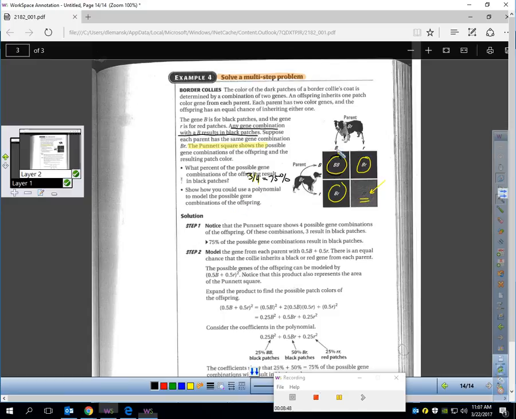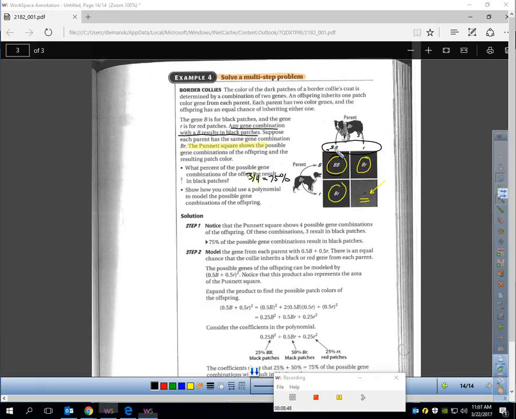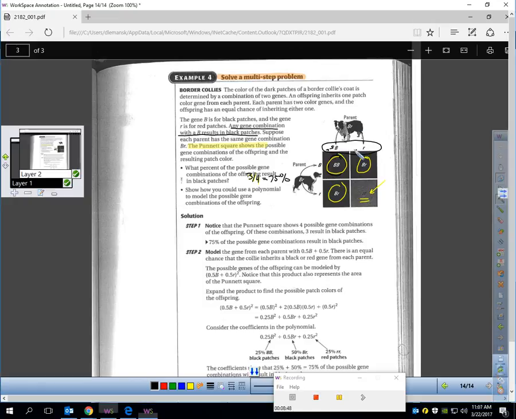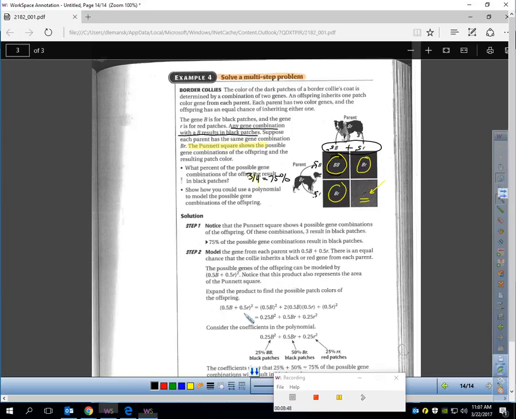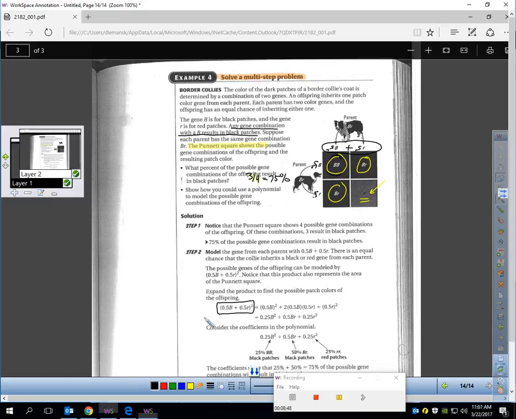Well, take a look. Here, you can see we have one half of the parent's offspring is black, or one half gene black, one half gene red, and it's the same here. So look at what they're doing. We're taking 0.5b plus 0.5r times itself. Well, notice that? That's a binomial squared. That's the first of the shortcuts that I showed you on the video.